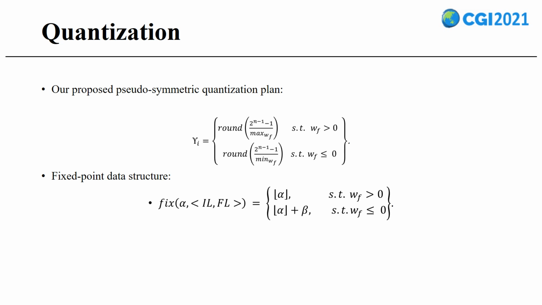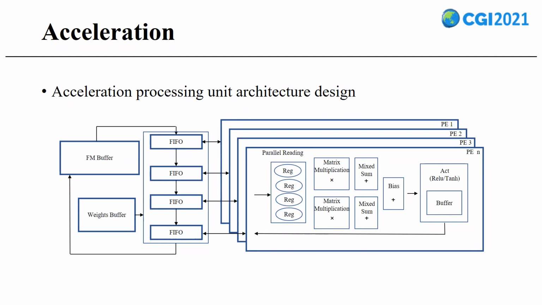In short, quantization is the process of mapping values from one domain, which is usually continuous, to another domain, which is usually countable and contains much fewer values. Finally, we control the overflow of data by fixed point. Acceleration processing unit architecture design.